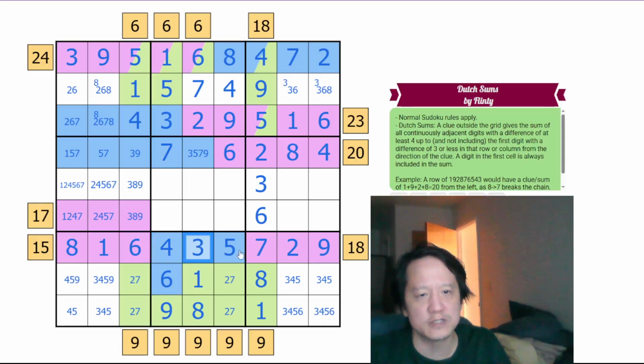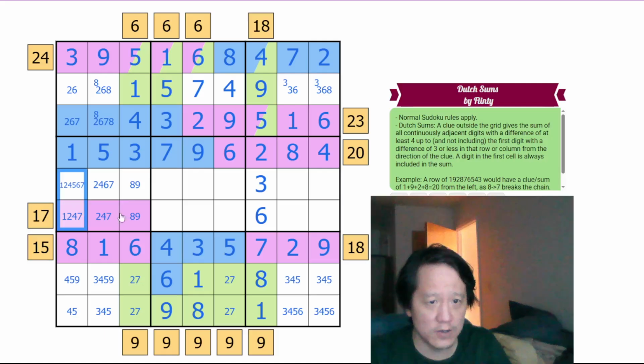This is 4, which makes that 3. No 3 or 7 here. 7 eliminates 7 here, so it's 5. No 5 or 7 here, it's 1. 5 eliminates 5 here, so it's 9, which makes that 3 there. No 3 here because of 3 in the column. This is 8 and 9.